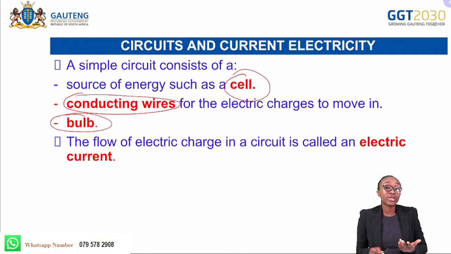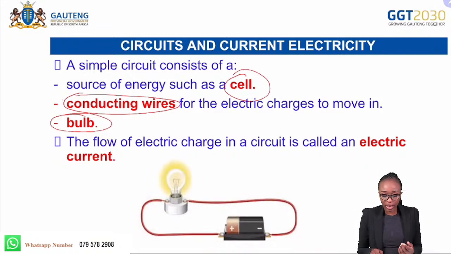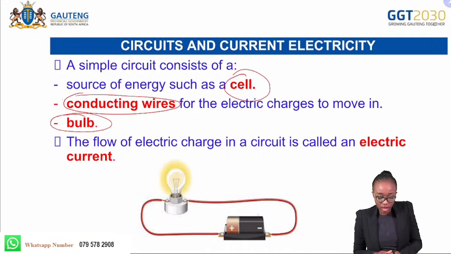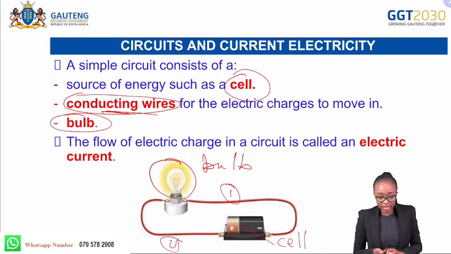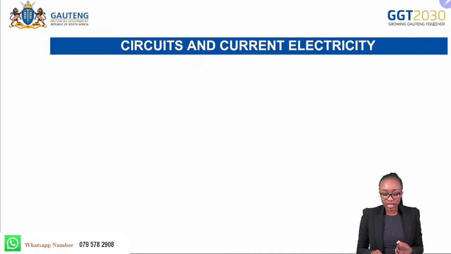You can actually make this at the lab at school. It's very, very simple to make. Let's look at a picture here. This is our cell, in case you didn't know what the cell is. These two, 1 and 2, are our conducting wires. And then this is our bulb. So this is a very simple circuit.